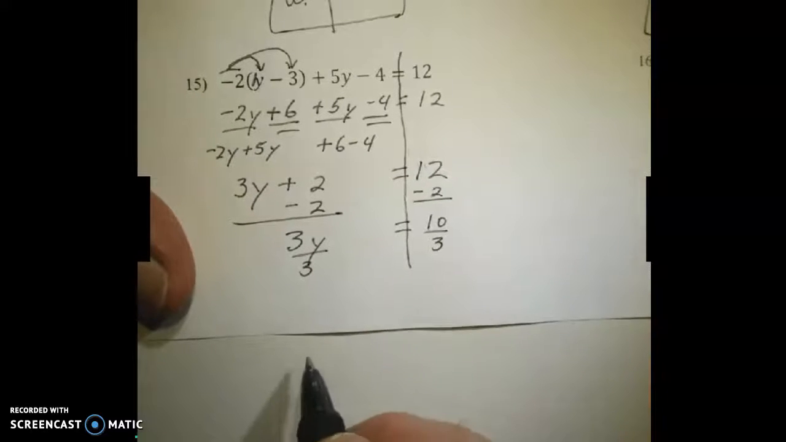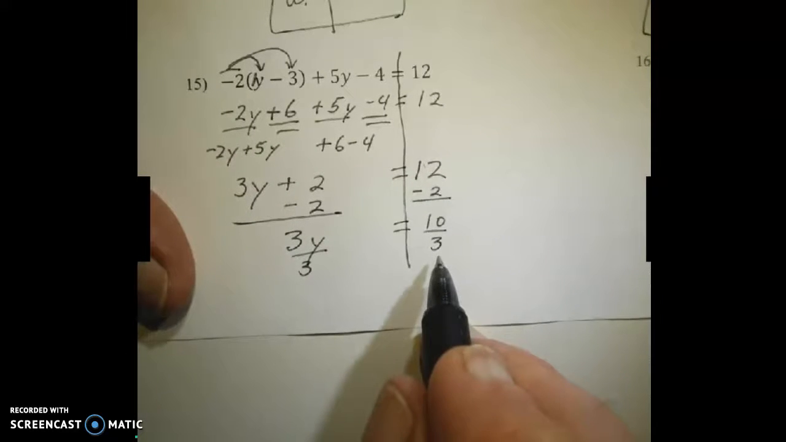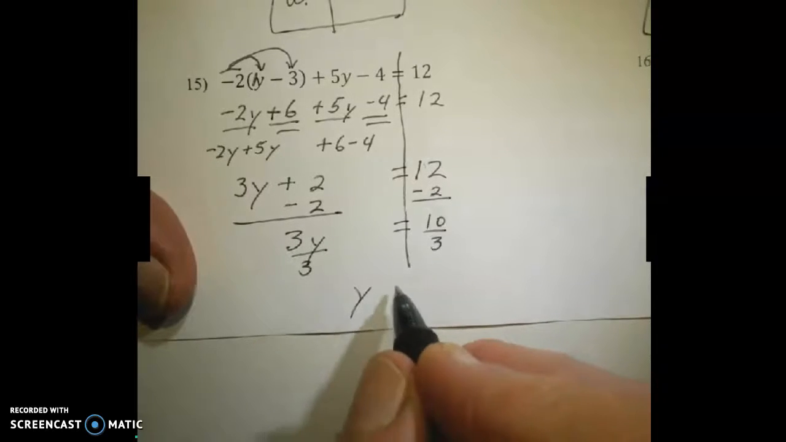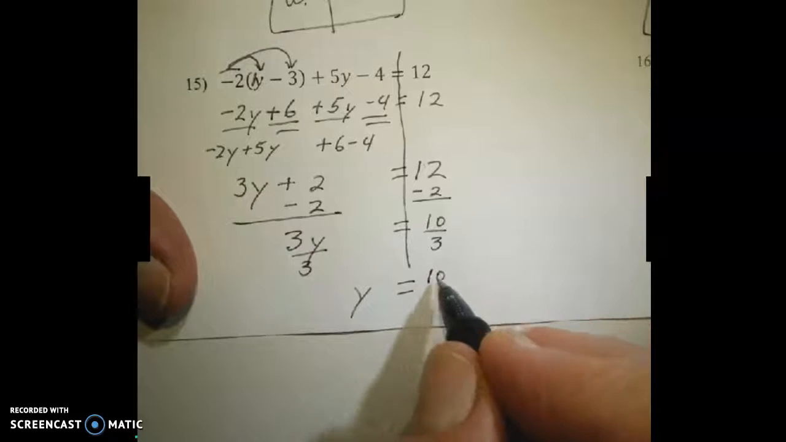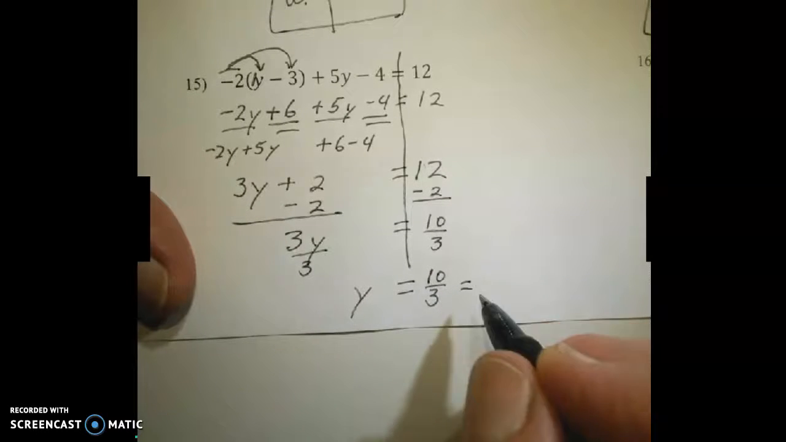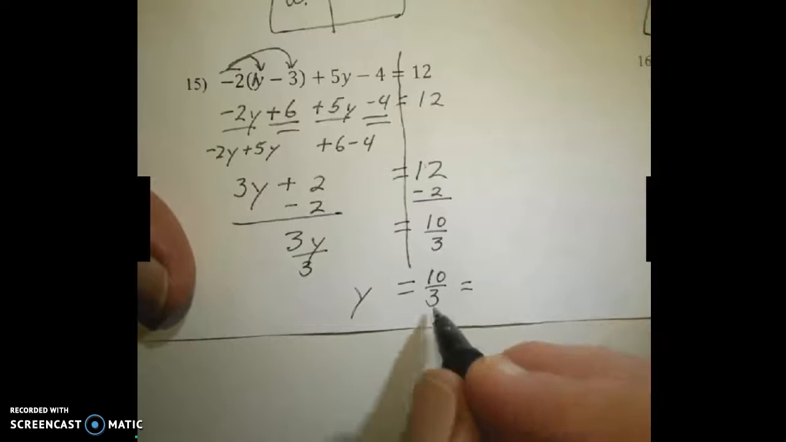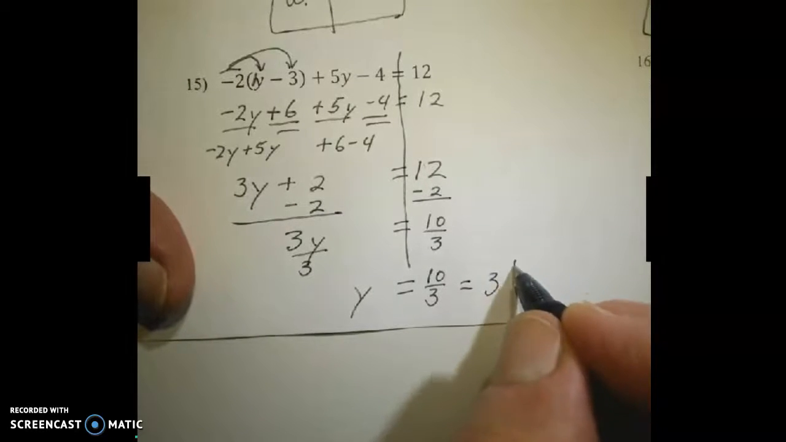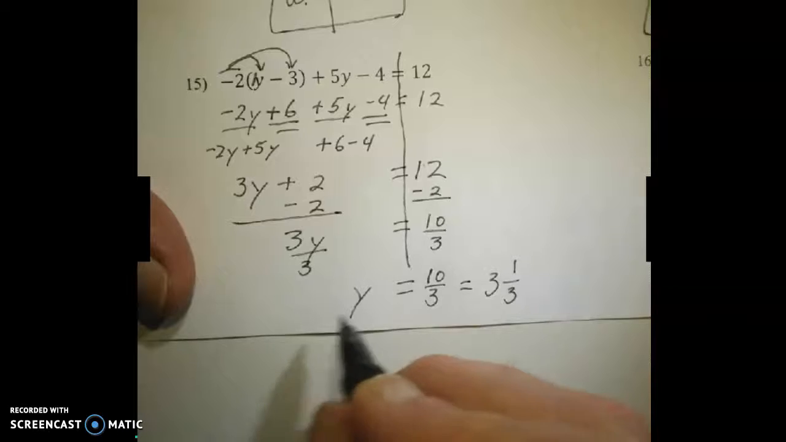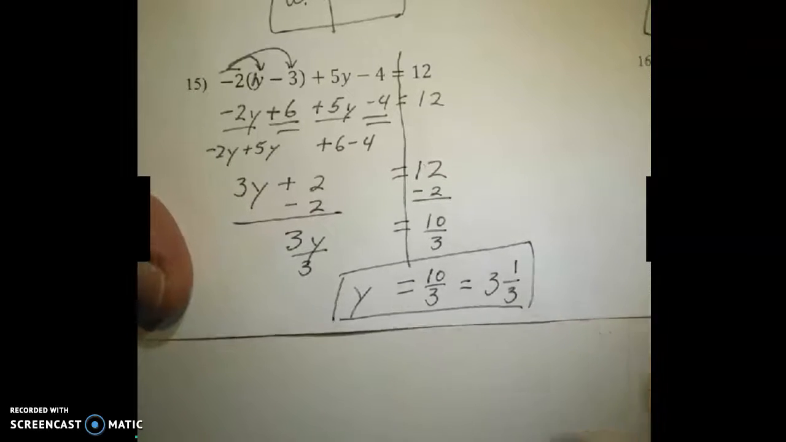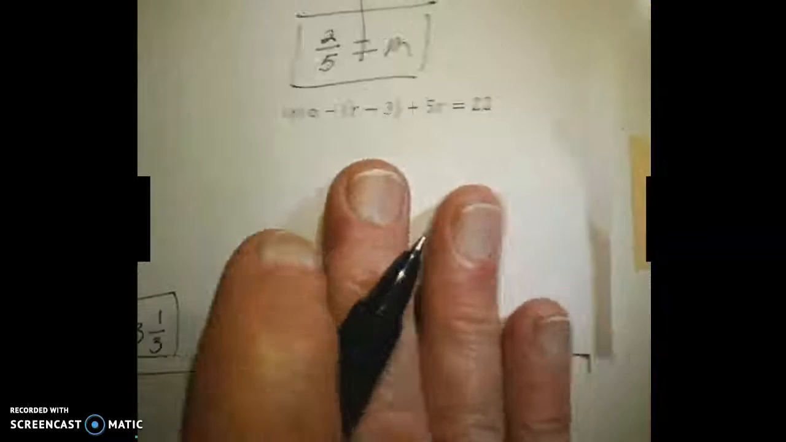So divide by 3 here. That's a wonderful answer. That's a fraction greater than 1. That is a good answer. On this side, you get your y. On this side, you get 10/3. You can leave it like that, or if you wanted to change it into a mixed number, 3 would go into 10 3 whole times, you'd have 1 piece left over, so it would be 1/3 left over. 10/3 is an excellent answer. 3 1/3 is also an excellent answer.